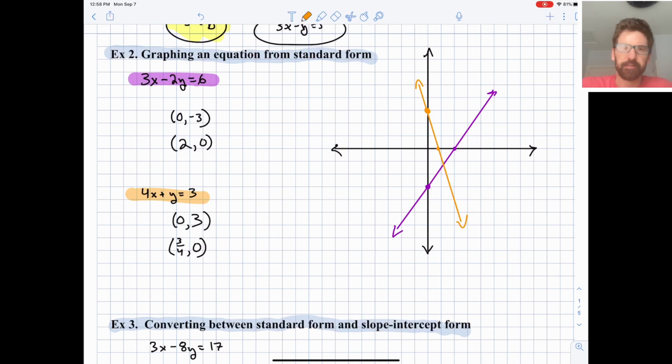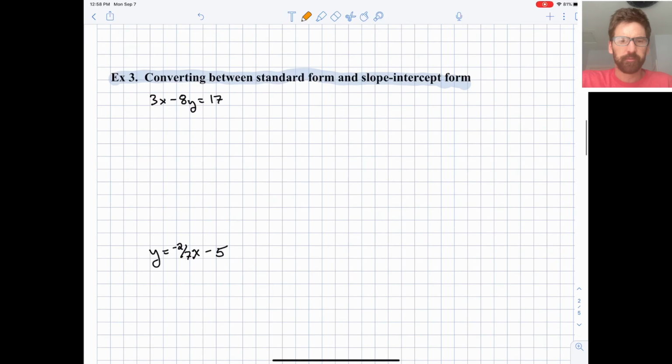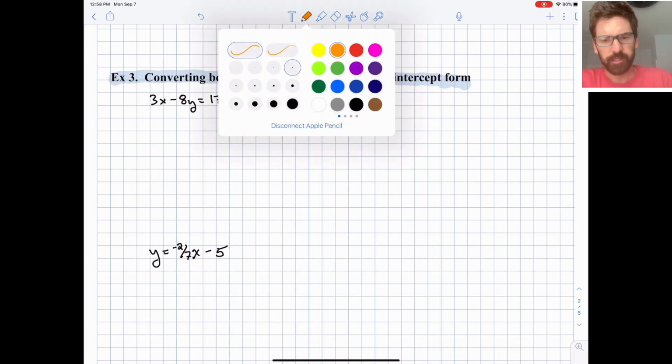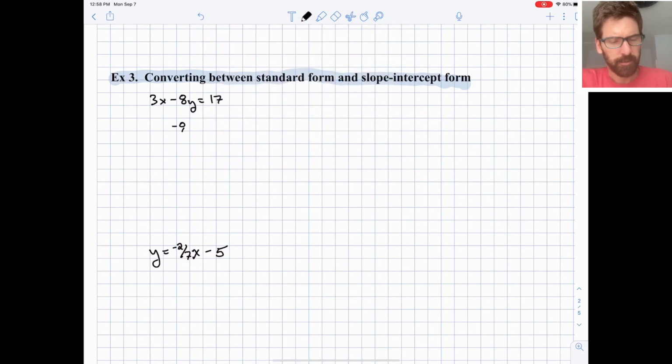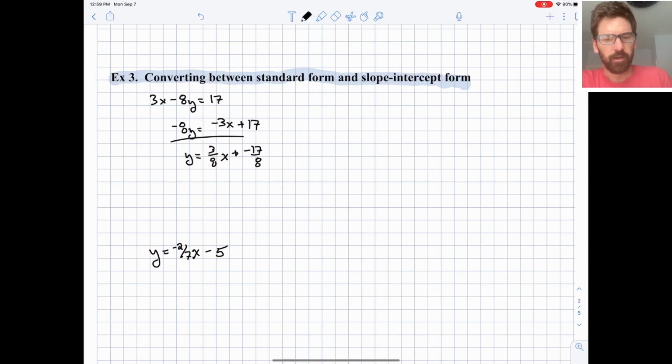Okay, so that's using the intercept method to graph a couple things in standard form. Converting between standard form and slope-intercept form: to go into slope-intercept form, you're just going to solve for y. So I will subtract 3x from both sides here. I am not going to show all my work, but I'll try to do all the steps. I'm not going to show every piece of what I'm doing, though. Divide by negative 8, y equals 3/8 x plus negative 17/8. Okay, so we got it into slope-intercept form just by isolating for y.